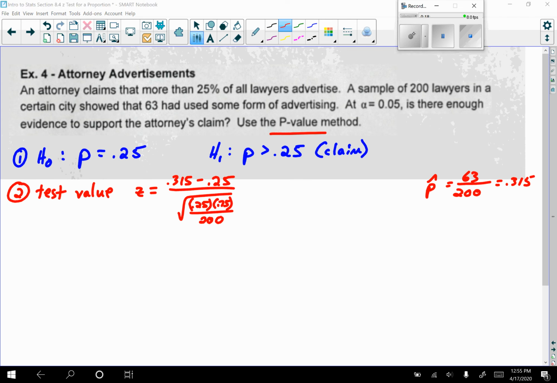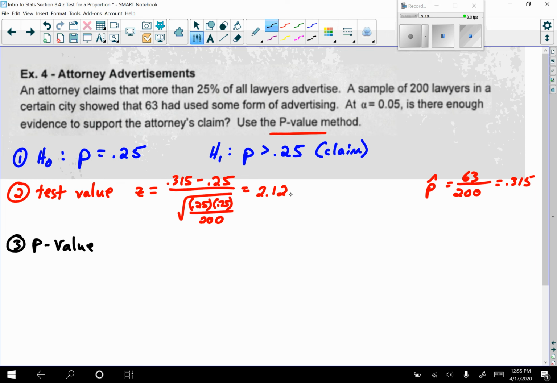All right, so go ahead and pause the video and you can calculate this if you're just following along. But if you're checking this, maybe you got the same thing here, hopefully. 2.12 is what we can round to. So now we want to find our p-value. So we would want to use the 2.12 because it's a right-tailed test.